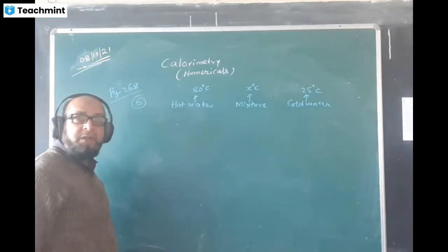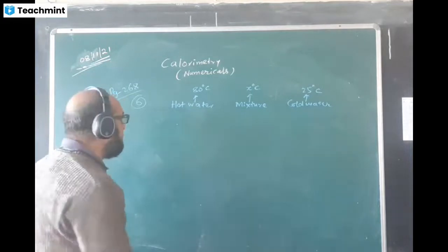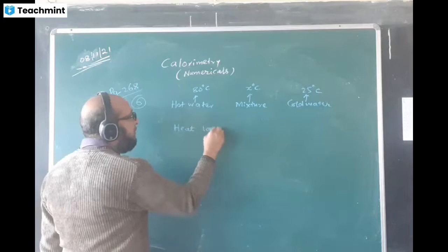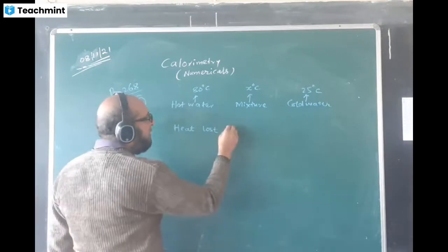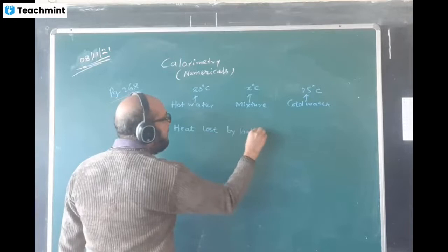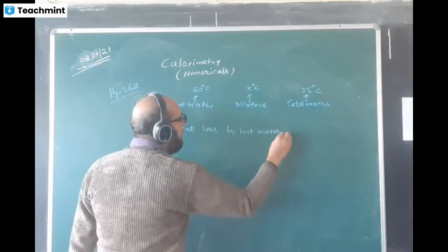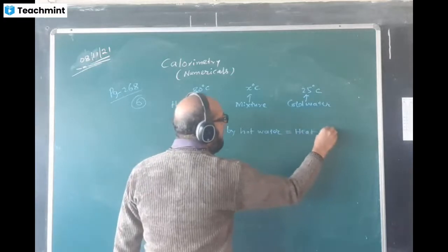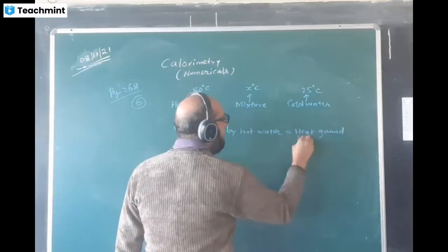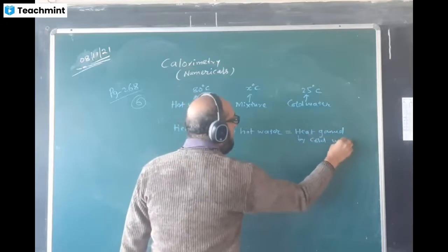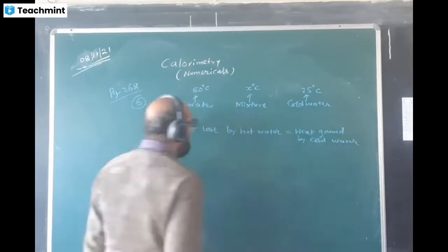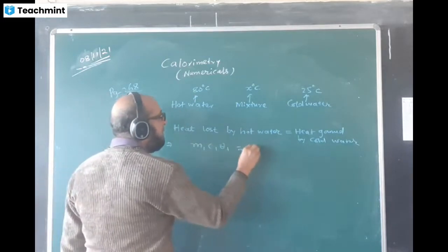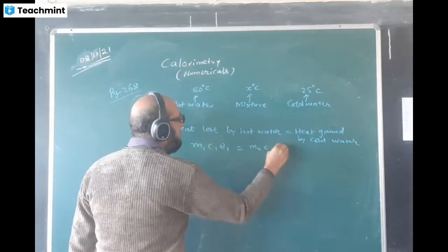Definitely hot water will lose heat and the cold water will gain it. So you can directly make an equation here: heat lost by hot water is equal to heat gained by cold water. Heat lost by hot water is M1 C1 theta 1. This is M2 C2 theta 2.